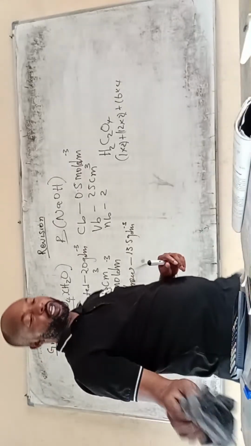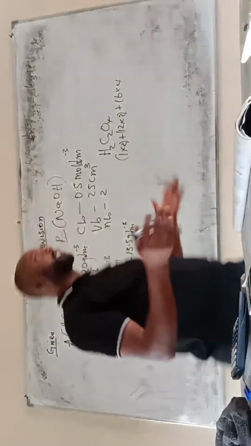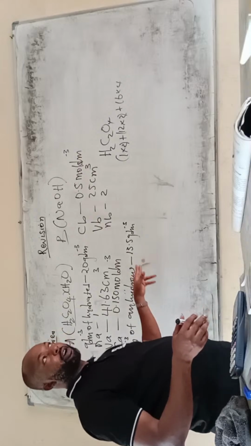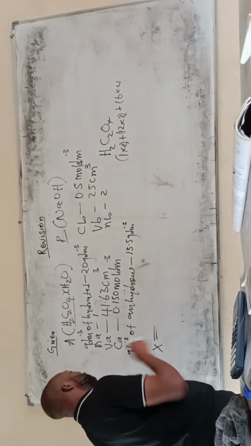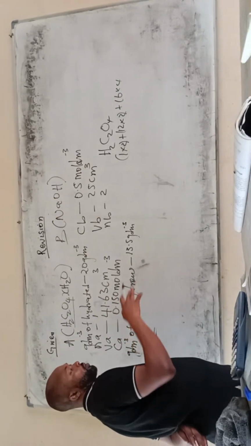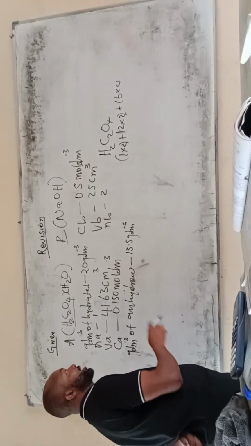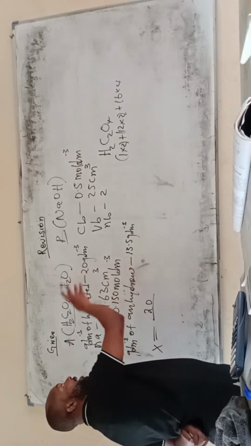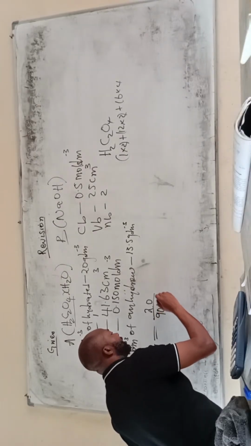The next question says, number of moles of water of crystallization, which is X. For us to get that, remember I told us we must get this, which we have. So the formula is X is equal to the mass concentration of hydrated. Let's take it like that. I don't want to be writing the formulas again. The mass concentration of hydrated, which is 20, over the relative molecular mass of hydrated, which is 90 plus X times 18.